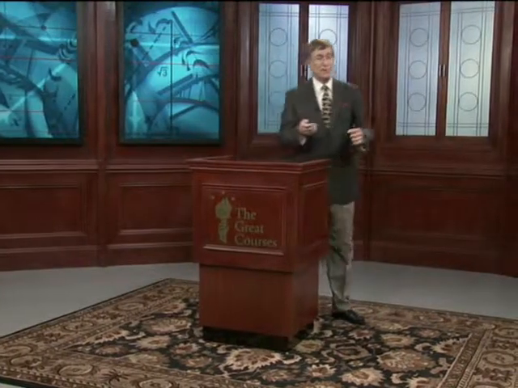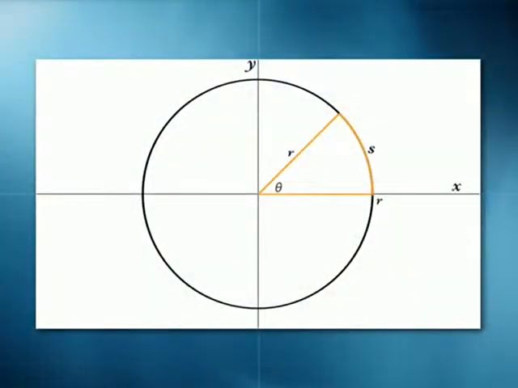Let's talk about arc length of a circle and derive a formula that will play a role later on in this course. It's the way to measure the length of an arc of a circle. So here's the setup. Consider a circle of radius r. Here's a picture of a circle of radius r, and suppose the angle theta corresponds to the arc length s.